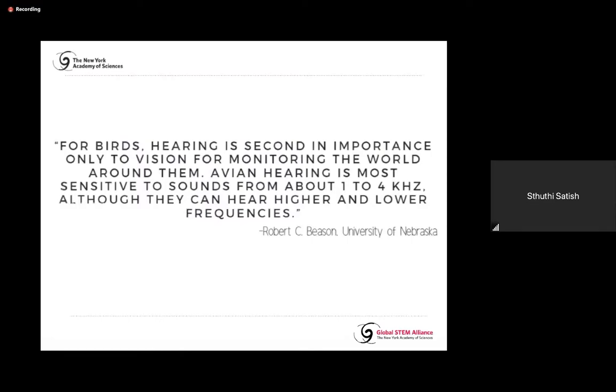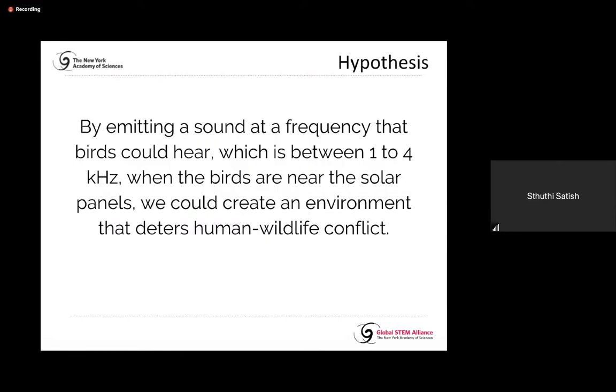He said that hearing is second in importance to vision. Can you please change the slide? Thank you. This was our hypothesis. By emitting a sound at a frequency that birds could hear, which is between 1 to 4 kilohertz, when the birds are near the solar panels, we could create an environment that deters human-wildlife conflict.